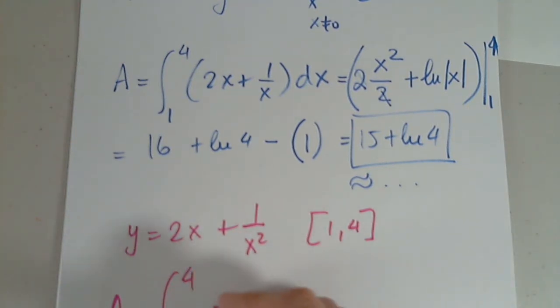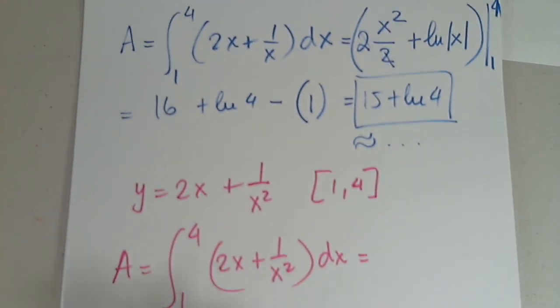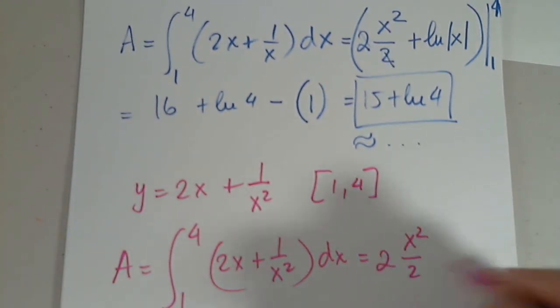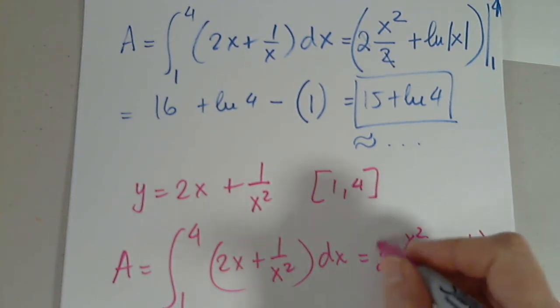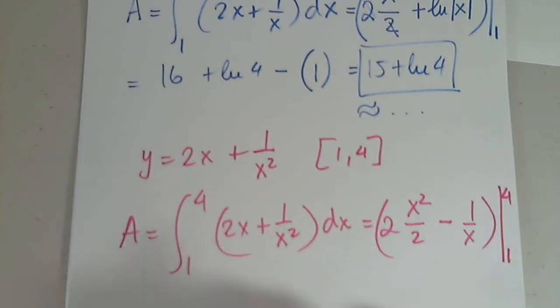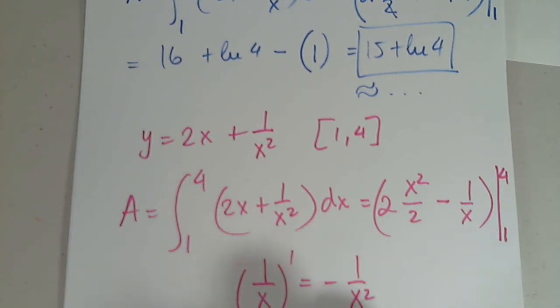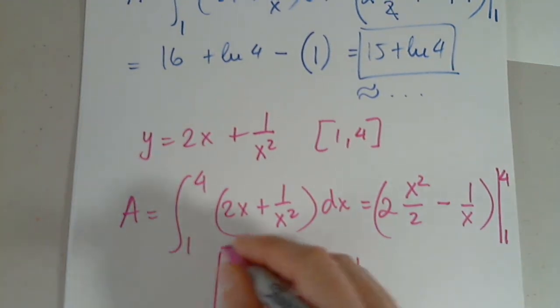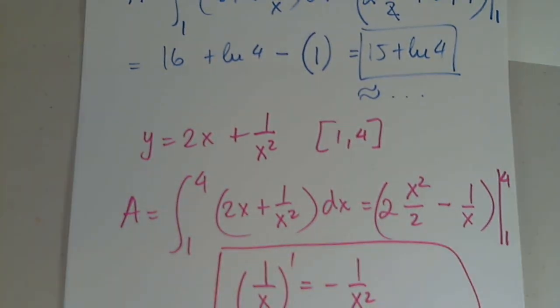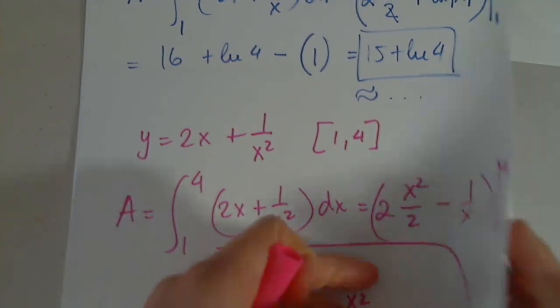The integral from 1 to 4 of f of x dx. Same thing: 2x squared over 2 minus 1 over x. I want to remind you that when we differentiate 1 over x, we get negative 1 over x squared. When we integrate 1 over x squared dx, we get negative 1 over x. We've been using this for a while. Okay, so I haven't finished. I have to plug in 4 and subtract when I plug in 1.